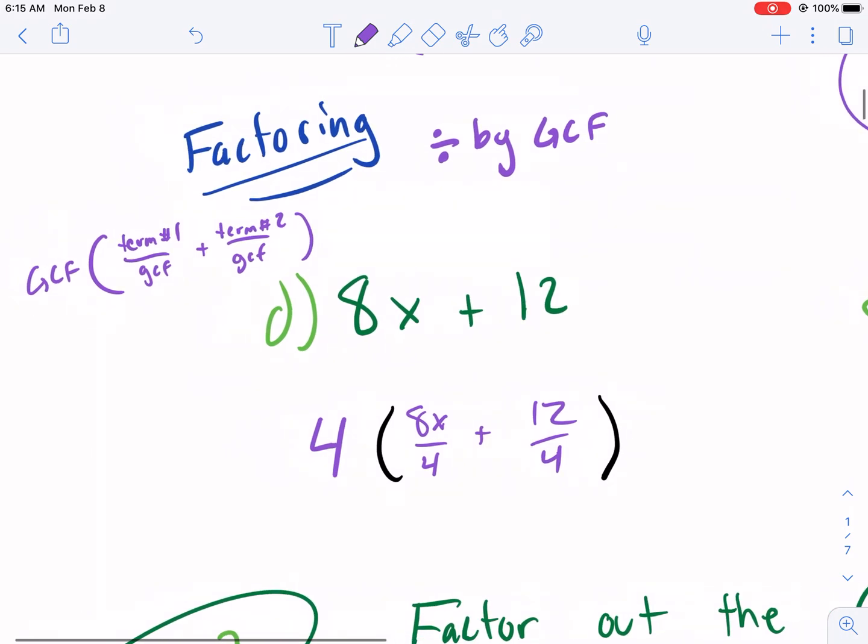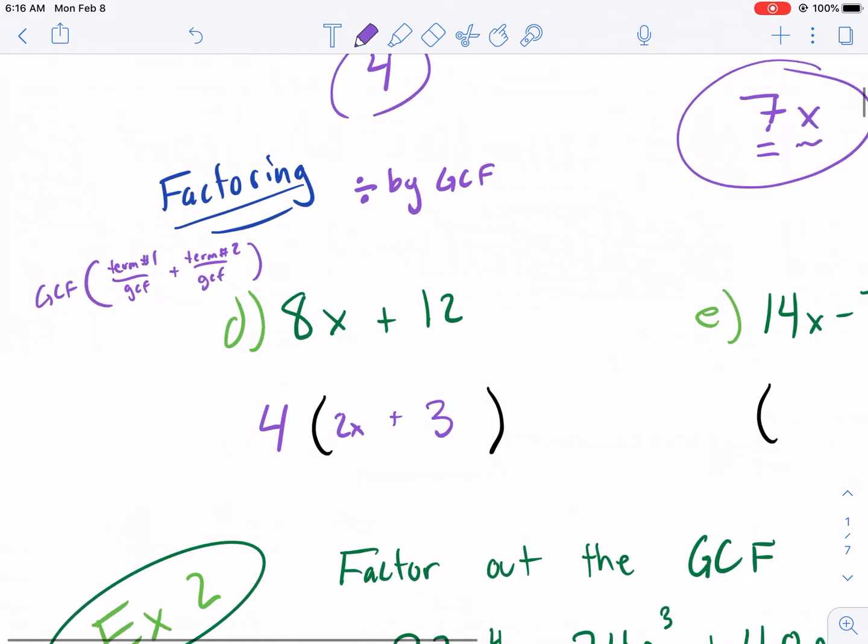That's the process, okay? So now we just do 8x divided by 4, and we are going to get 2x, and then we do 12 divided by 4, and we're going to get 3. So our factors now of 8x and 12, to break it down into factor form, okay, two factors are two numbers multiplied together to get the desired outcome.